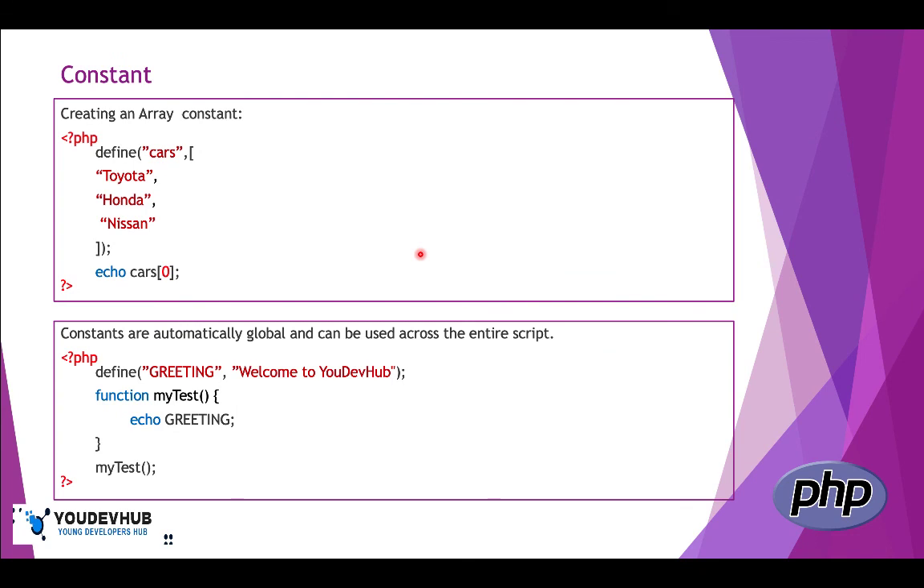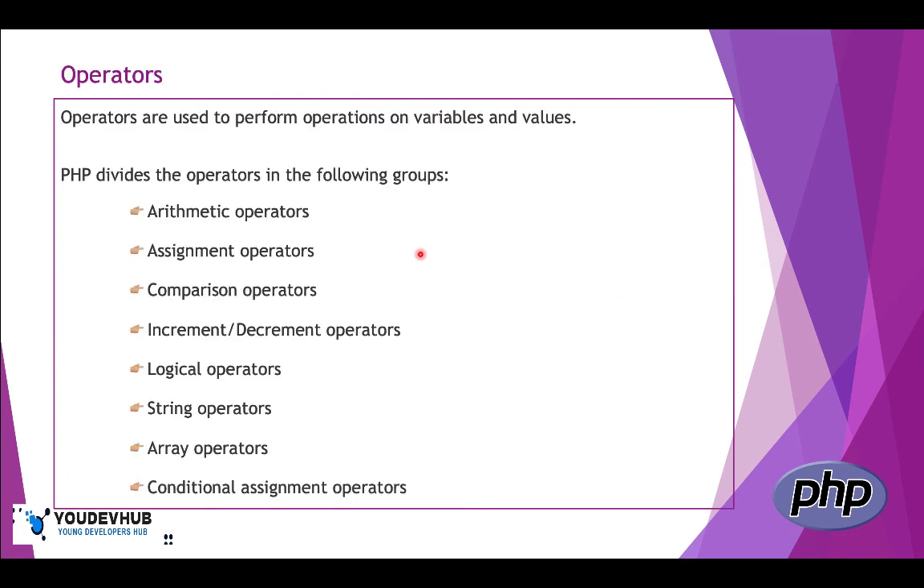We can use it in an array, and we can use it in a function. Now, heading to operators. Operators are used to perform operations on variables and values. PHP divides the operators into the following groups: arithmetic operators, assignment operators, comparison operators, increment or decrement operators, logical operators, string operators, array operators, and conditional assignment operators. In the next video, we'll be talking further about each of the operators.